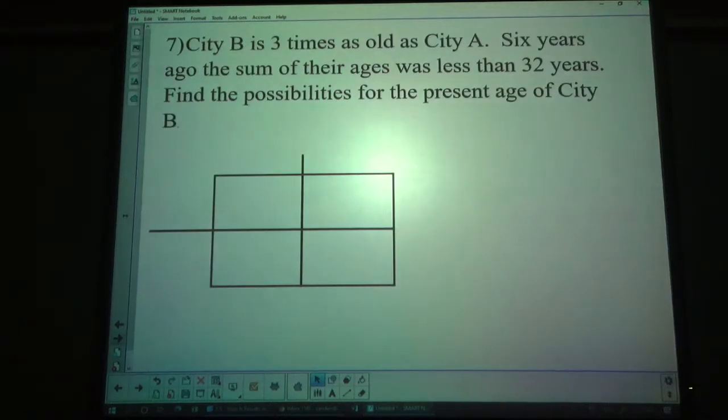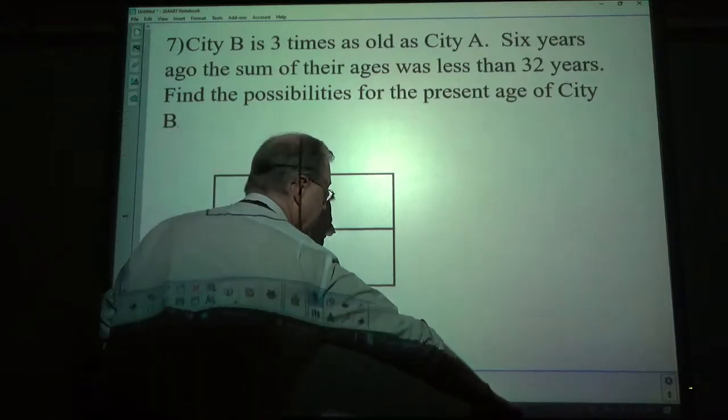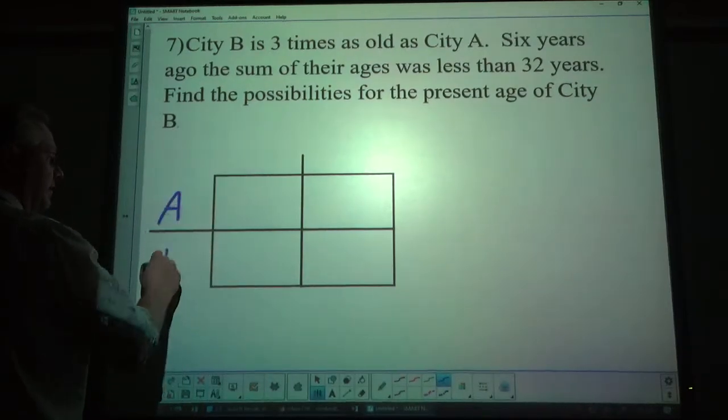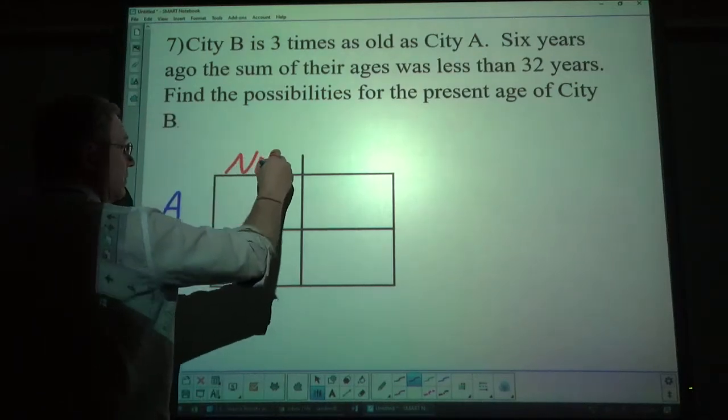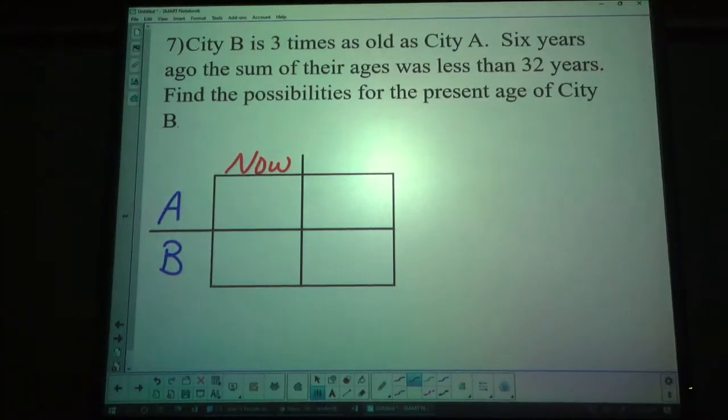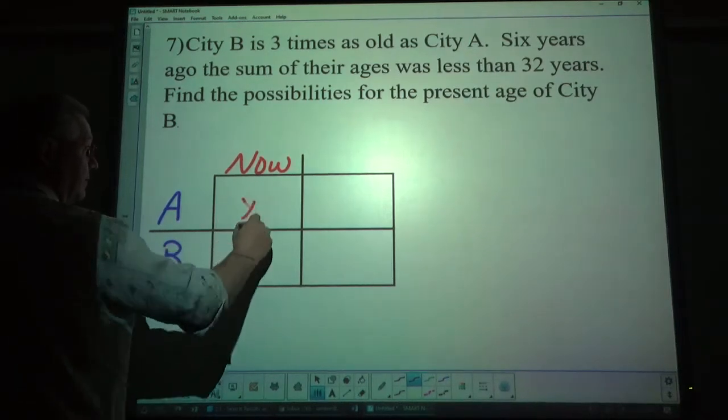City B is 3 times as old as City A. 6 years ago, the sum of their ages was less than 32 years. Find the possibilities for the present age of City B. Well, we've got A and B. We've got now, present age. City B is 3 times as old as City A.